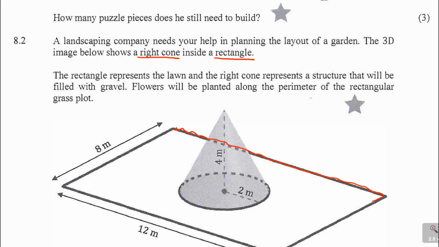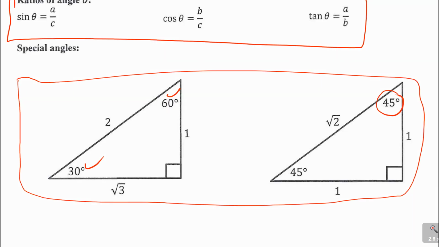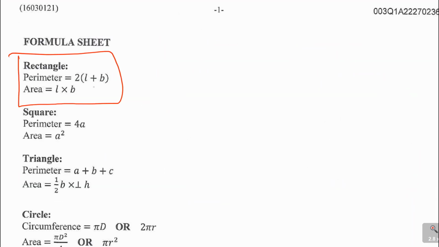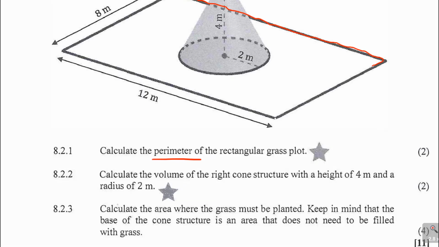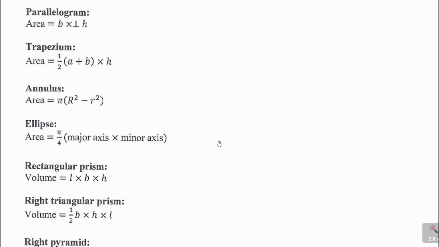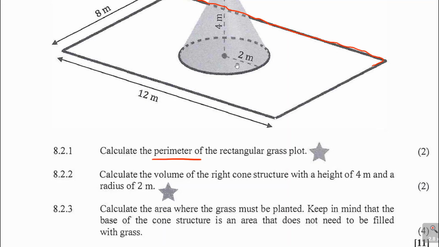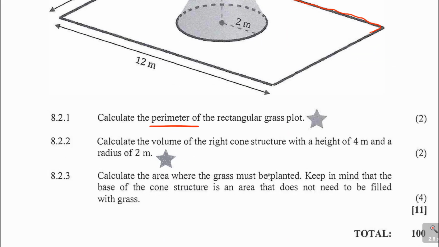Perimeter is a word there. Then they say calculate the perimeter of the rectangle. You need to know how to find the perimeter, but guess what? Of the rectangle, they give you formulas, guys. Perimeter is 2 times L plus B, you can find the perimeter. Calculate the volume of the right cone structure with a height of 4 and the radius of that. Again, volume, come to the right cone here, and there is the volume in terms of pi and r. So you ask what did they give? They gave you the radius. Calculate the area where the grass must be planted.